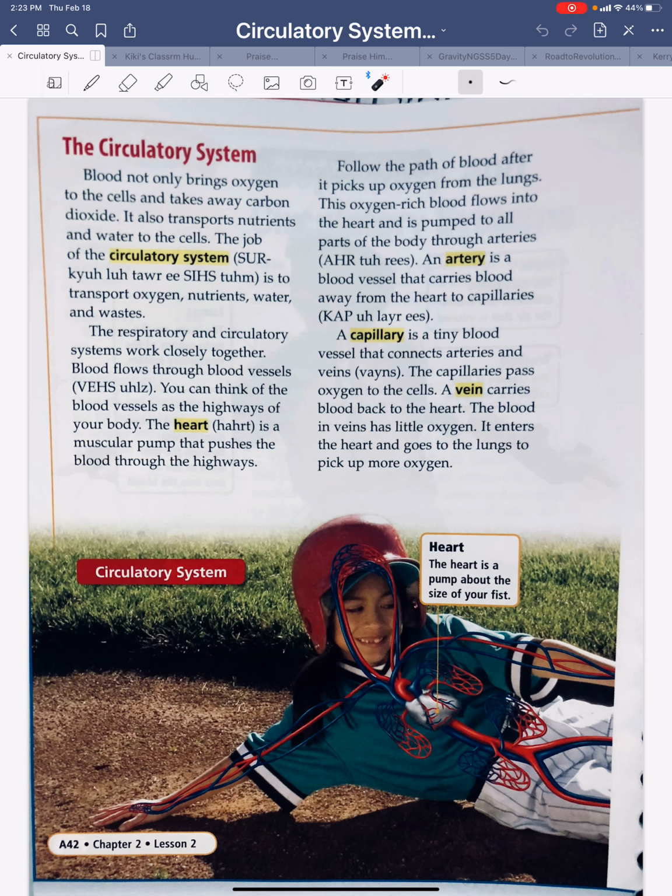The circulatory system. Blood not only brings oxygen to the cells and takes away carbon dioxide, it also transports nutrients and water to the cells. The job of the circulatory system is to transport oxygen, nutrients, water, and waste.